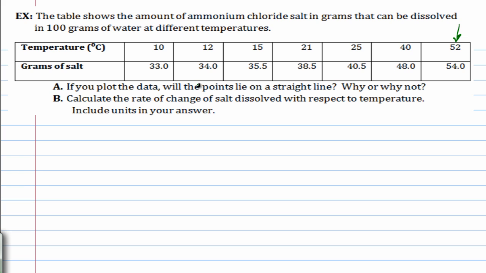That's the constant here. Now the question, there are two sub-questions. If you plot the data, will the points lie on a straight line? And why or why not? That's kind of an important question. I really like this question.